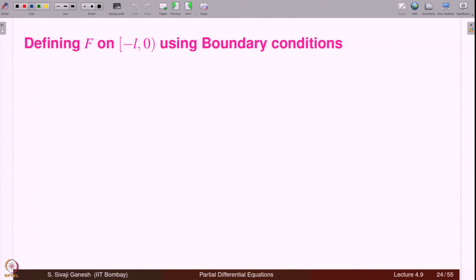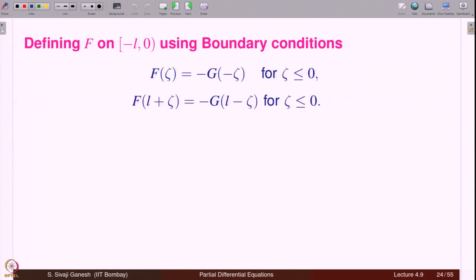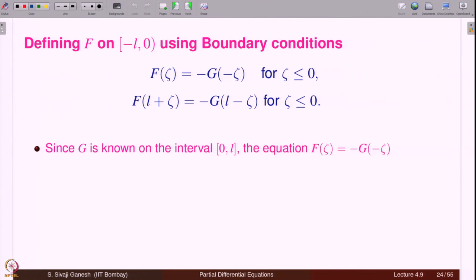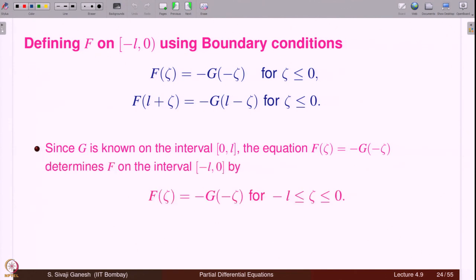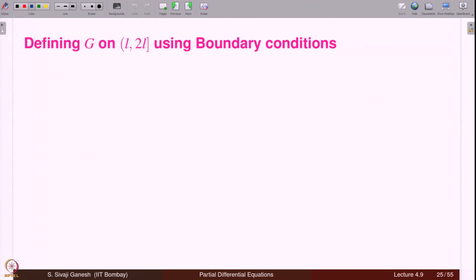Now, let us define f on minus L comma 0 using the boundary conditions. We have already noted how to define this. g is known on 0 to L, therefore f is known on minus L to 0 by this formula. Therefore, now f is determined on minus L comma L, therefore on minus infinity comma L. Now, let us do the other one for g. g is already known on 0 to L, let us define it on L comma 2L, so that g will automatically be determined, due to the periodicity, on 0 to infinity.